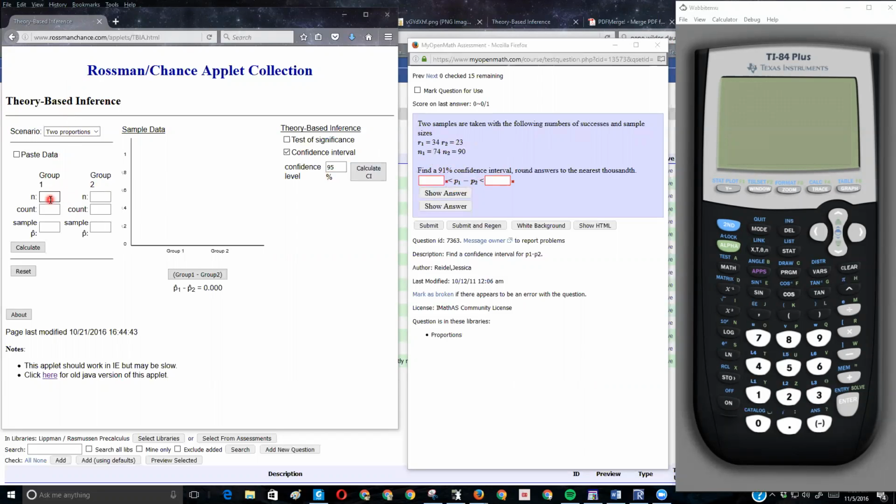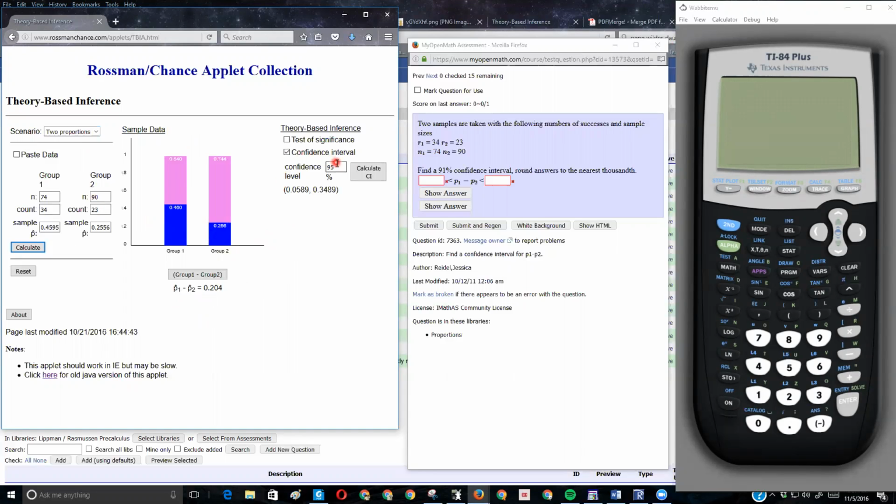So in the Rossman Chance applet, for the first group, I've got 74 total. And out of that 74, there were 34 successes, whatever's a success. And then I've got 90 in group 2 and 23 successes. Notice I chose two proportions in the Rossman Chance applet. I can calculate it. There's the stacked bar graph. They're telling me the difference between these two proportions is 0.20, so a positive.